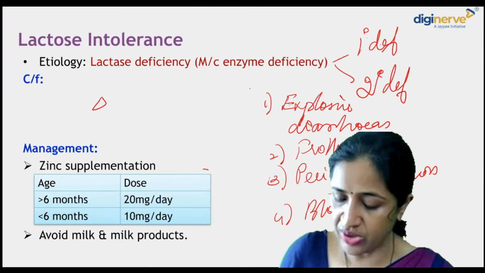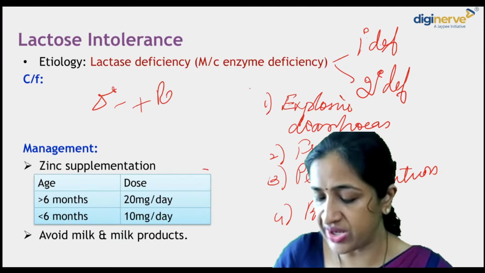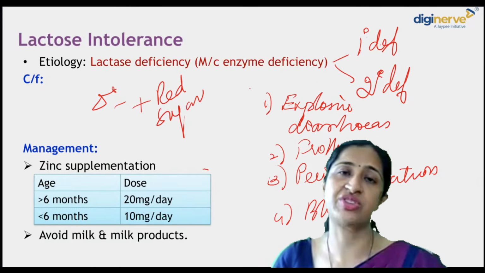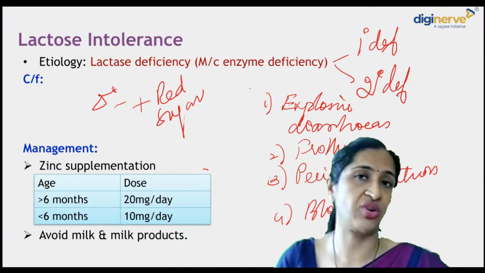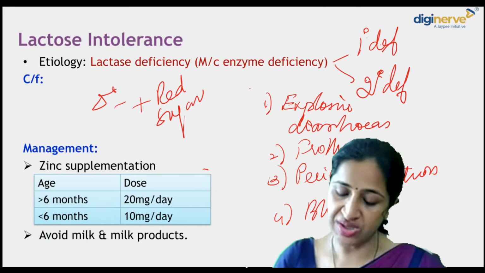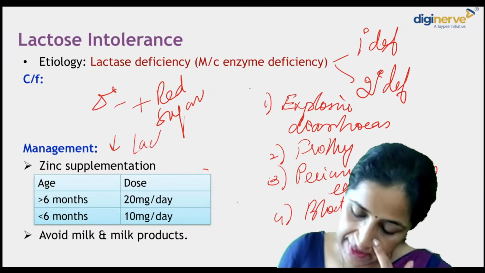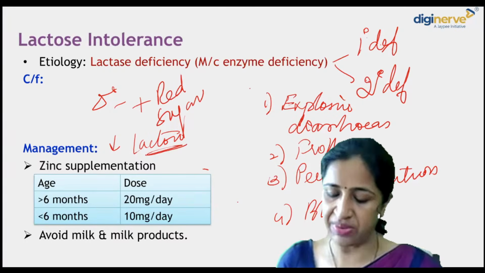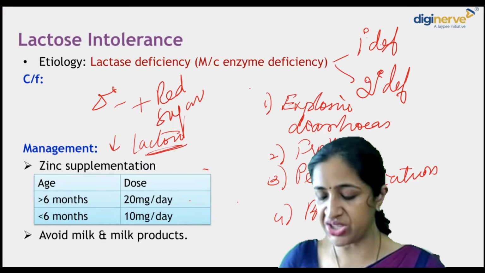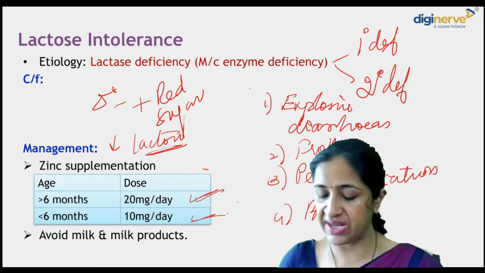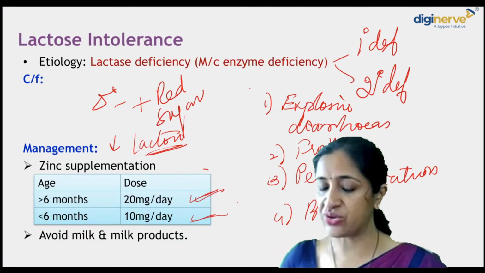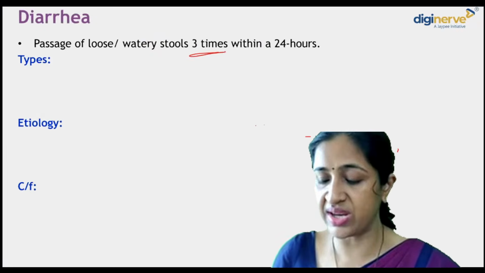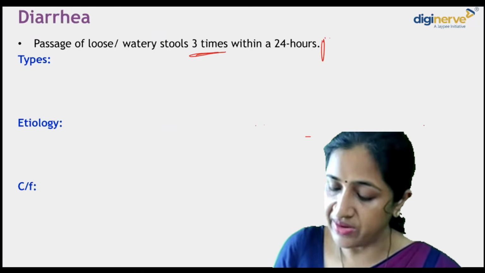Now, first, how do you diagnose? You can find positive reducing sugars in stool, based upon the amount of the sugar. If you have red, yellow, orange, or green, or blue, so positive reducing sugars. Management is to reduce the lactose-containing foods. Increase complex carbohydrates. Essentially, the child will get better. Zinc supplementation: more than 6 months, 20 milligram per day, less than 6 months, 10 milligram per day, and lactose-free diet. So, what is diarrhea? Now, diarrhea is the passage of loose watery stools 3 times within a 24-hour period. Okay.